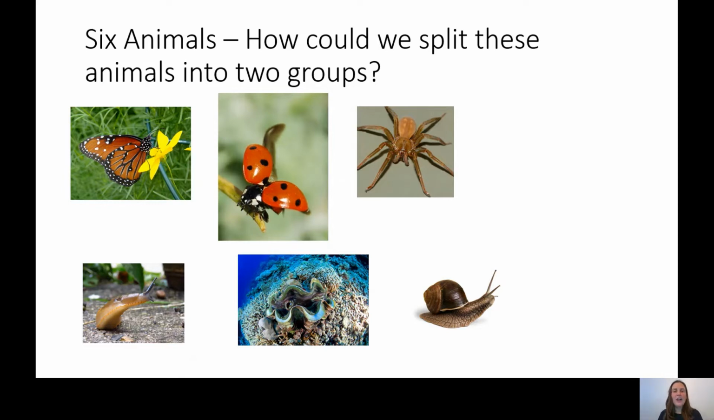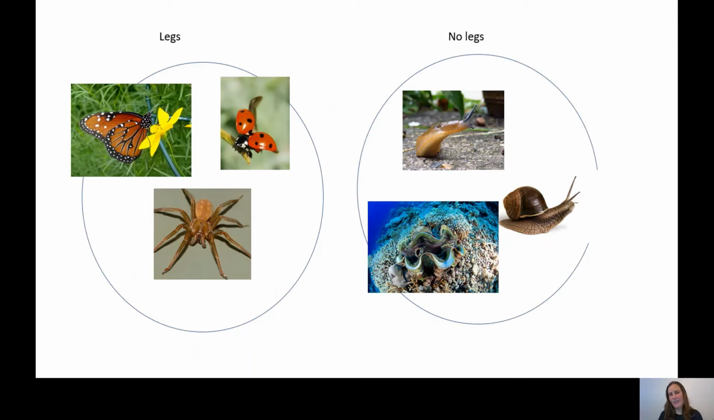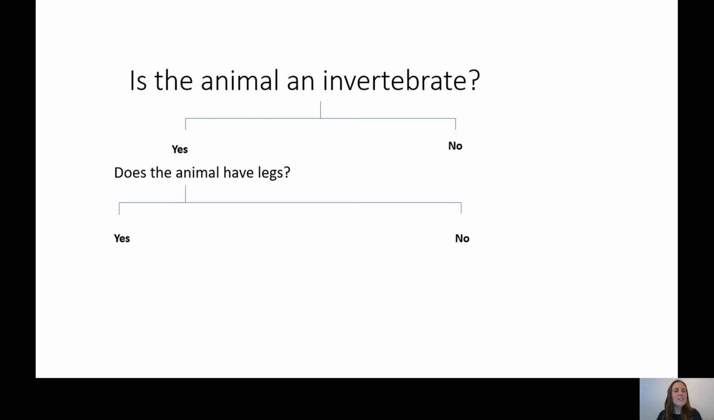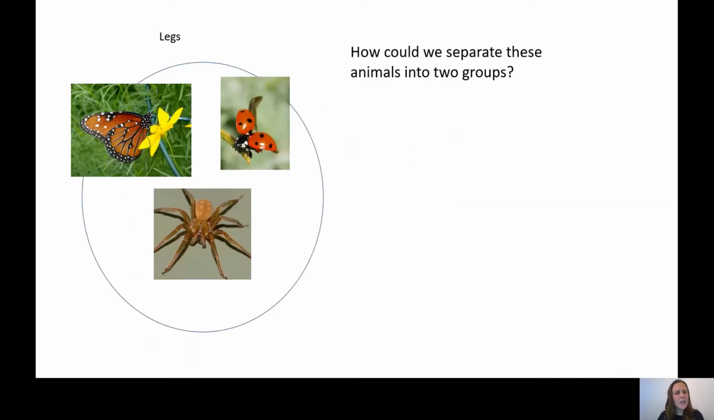So the question that I've gone for is about legs, because I thought then I could split it evenly. So I've sorted my animals into those that have legs and those that don't have legs. So my question is going to be, does the animal have legs? Yes. So there were 3 animals in my group that do have legs. I now need to work out how am I going to separate these animals into 2 groups. I'm going to give you 20 seconds to have a quick think about what questions we could ask to separate these 3 animals into 2 groups.